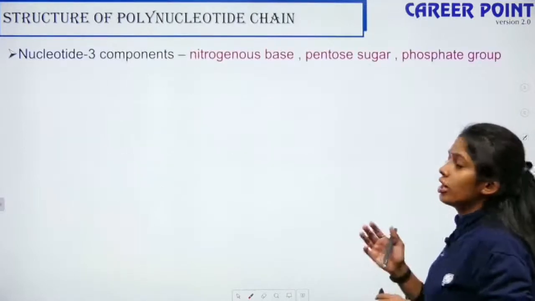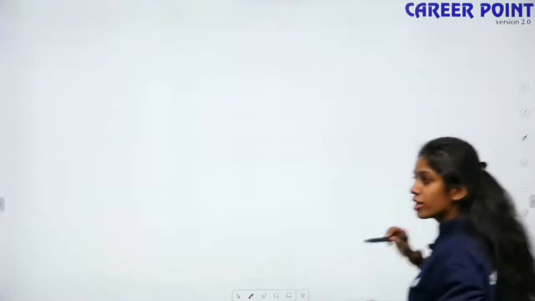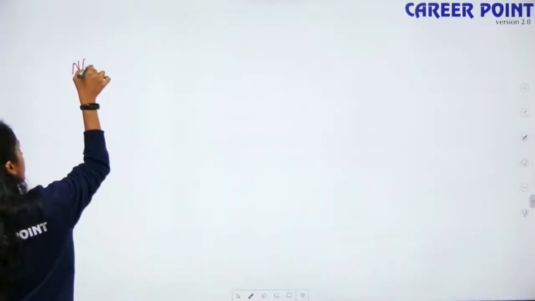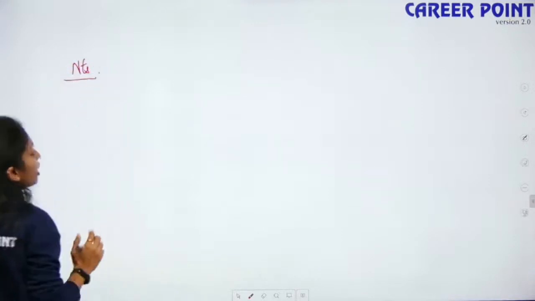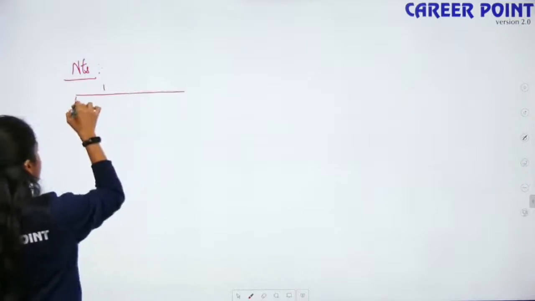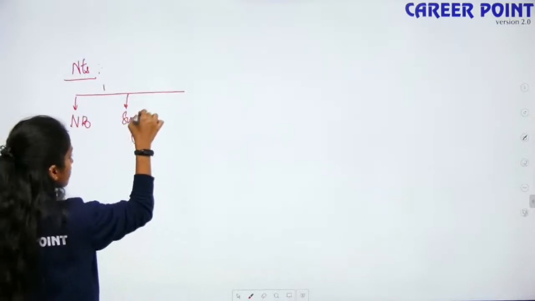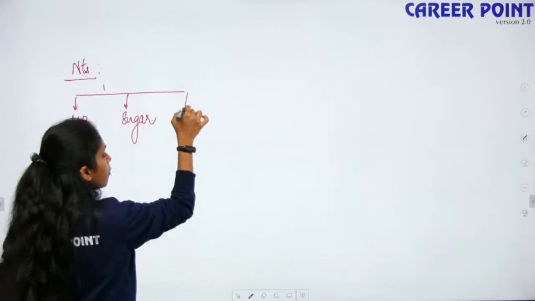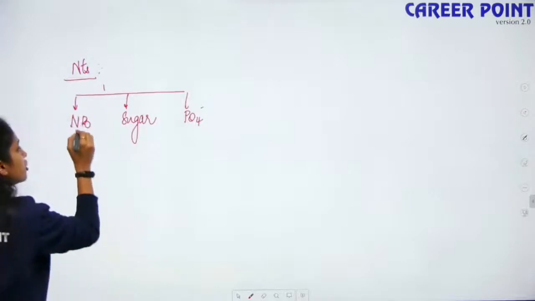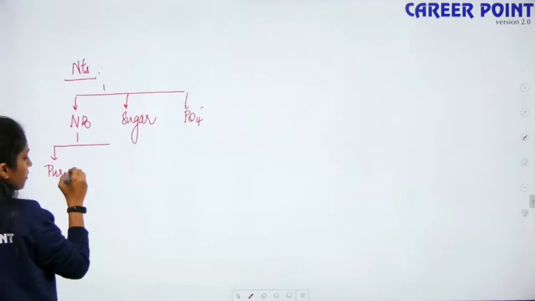So the structure of a polynucleotide chain. This we have already discussed in your biomolecules. You know, your DNA is a nucleic acid, so it is made up of nucleotides, right? So what are the components of your nucleotide? We have a nitrogenous base, we have a sugar molecule, and we have a phosphate moiety, right? So these are the things that are present. Nitrogenous bases are of two types, that is purines and pyrimidines.